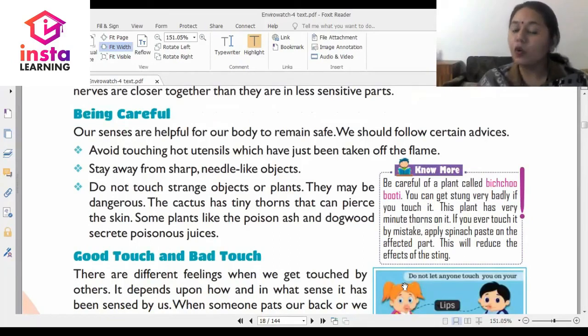Being careful. Now, this is very important. Our senses also help us to remain safe. Avoid touching hot utensils. Stay away from sharp needle-like objects, a compass, or a needle, or a nail. Do not touch strange objects or plants. You know what? Sometimes there are certain plants which can give you a skin allergy, because of which you might have to suffer throughout life. So you should not touch every plant.